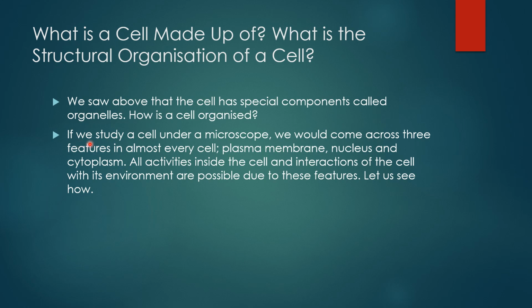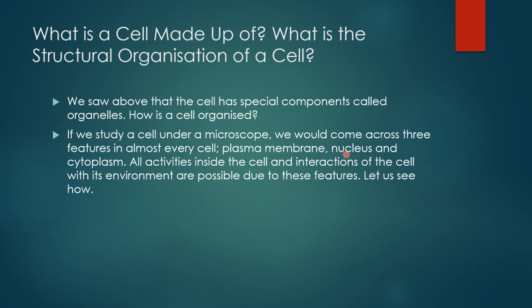Okay, अगर आप एक सेल को माइक्रोस्कोप के अंडर स्टडी करते हो, 3 फीचर्स आएंगे जो आपके ऑलमोस्ट सभी सेल्स में मिल जाएंगे, राइट? एक प्लाज्मा मेम्ब्रेन, एक न्यूक्लियस, एक साइटोप्लाज्म. ठीक है, 3 चीजें. ये टर्म्स आपको आगे बहुत यूज होंगी, याद करनी है.